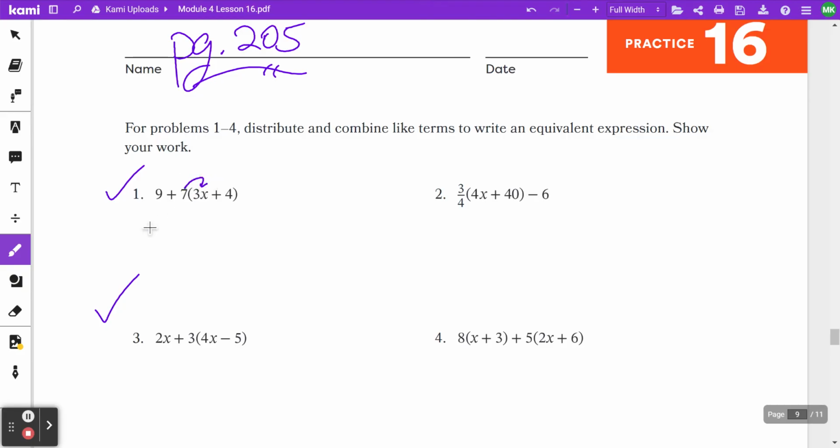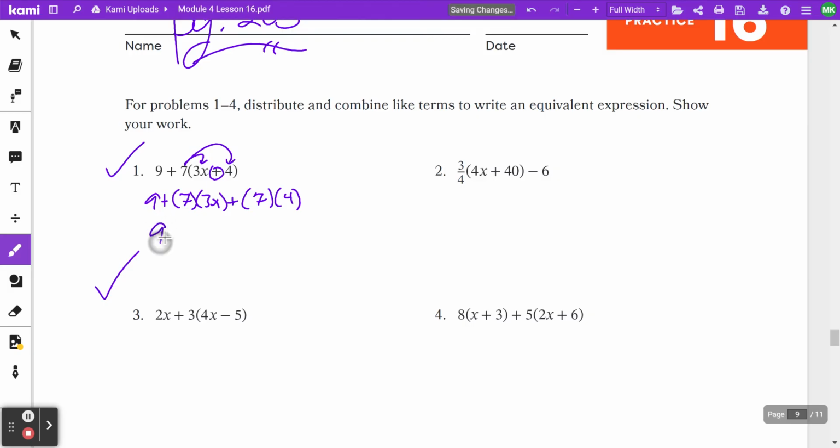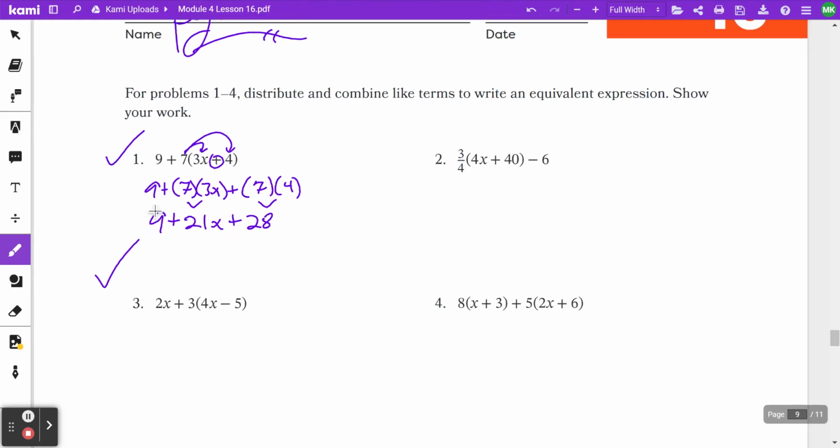So let's distribute. There we go. So I had that 9 plus 7 times the 3x plus 4. There's that plus. We'll distribute that 7. 7 times the 4. See? And now we'll just start multiplying. So whatever we can combine here, there's a 21x, right? 7 times 3x, 21x plus good old 28. Well, this guy and this guy I can combine. So I'm going to put that 21x right there. That should be an x. There you go. And I'll take my 28 and I'll add my 9. Nice and neat. And 37. Okay, so there you have it.